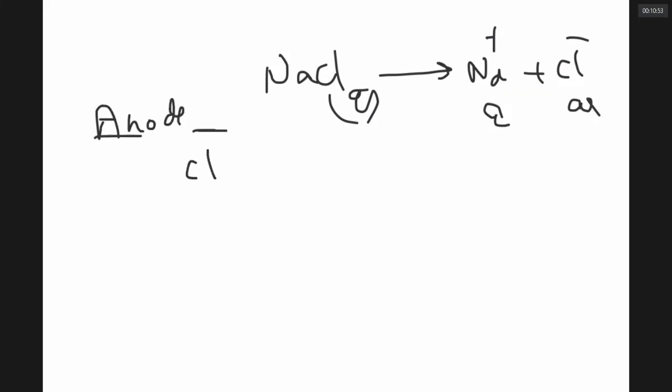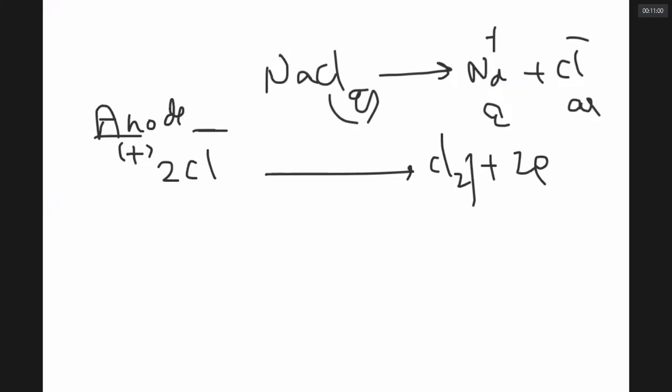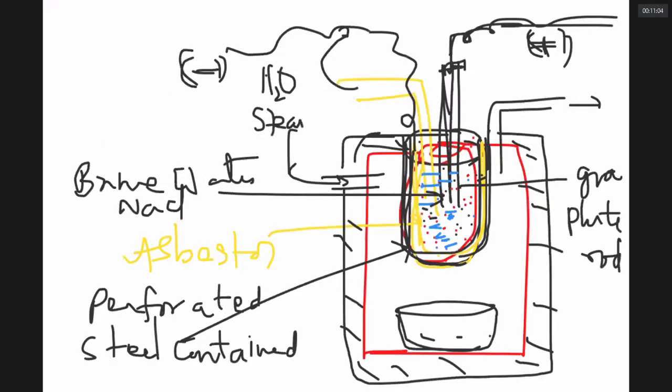Anions, which have negative charge, will go to the positive terminal. There, two chloride ions will lose 2 electrons, and you get green color chlorine gas. So you are getting green color chlorine gas from this opening. This is the opening I kept earlier.